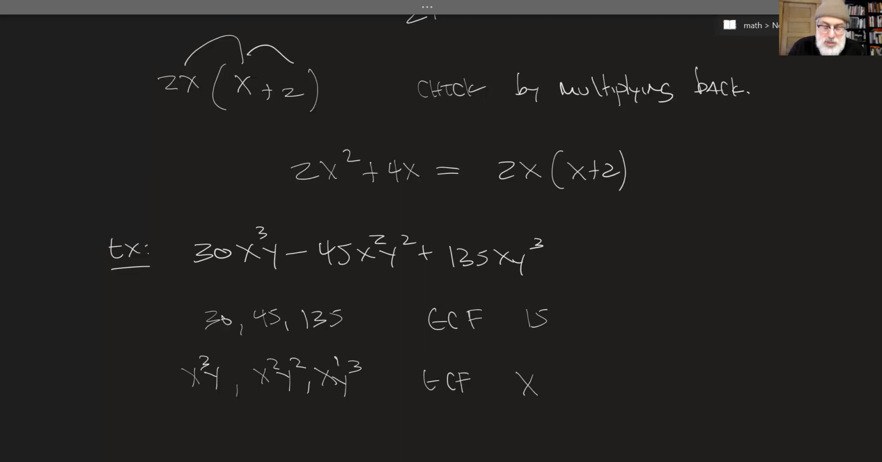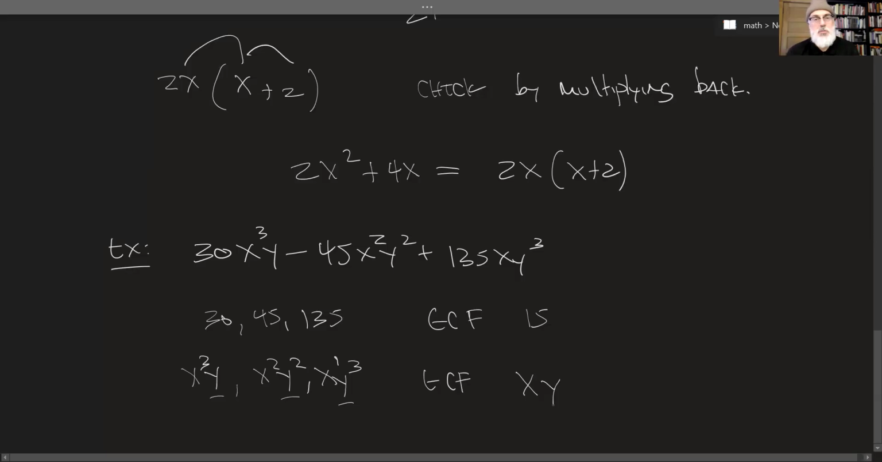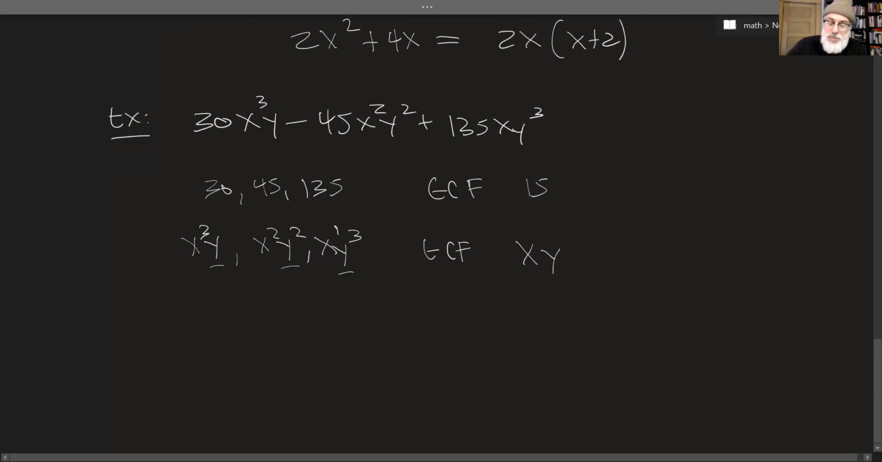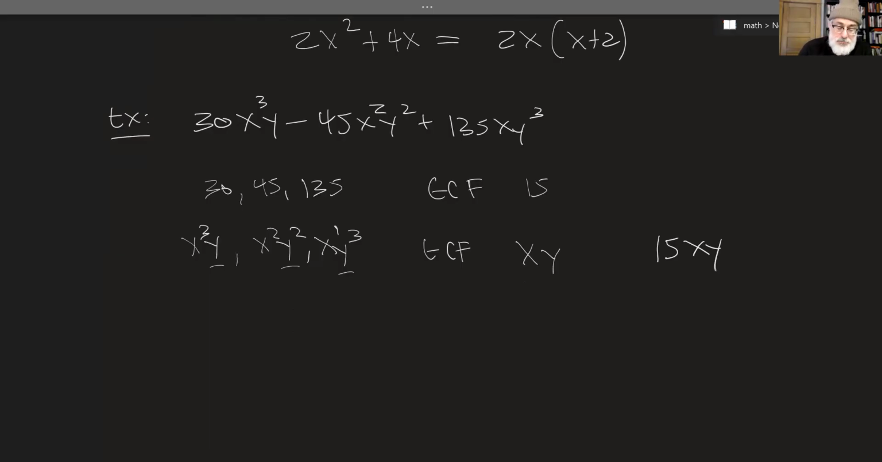So we want to make life easier, so we don't want negative exponents where possible. Now the same thing with y. We have a y here, y squared, y cubed. So the lowest power is 1, so we have xy. So that means our greatest common factor is 15xy. So we're going to take 15xy out of each term. I'm going to write that out here.